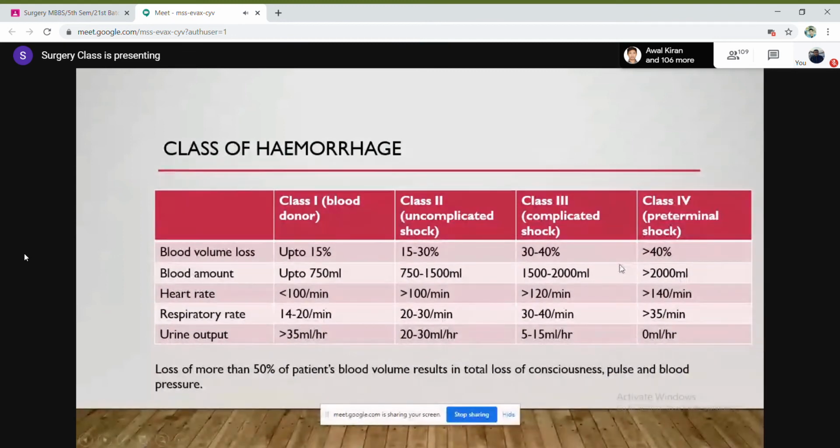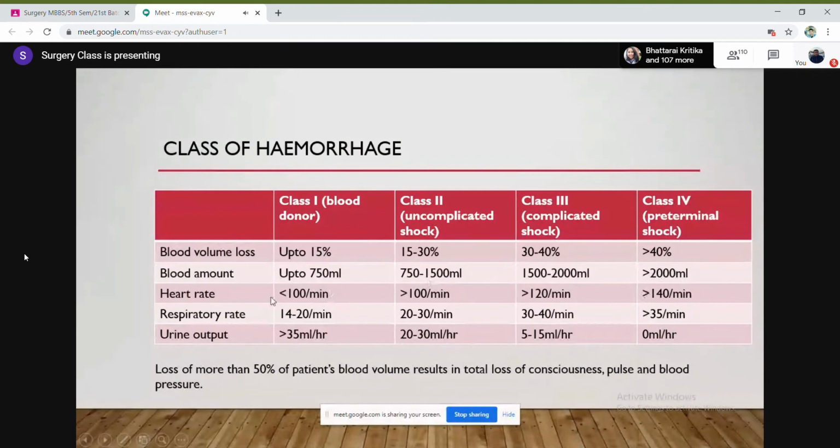Now, if you look at the amount, in class 1, it's up to 750 ml. So this is like a simple blood donor where the donor is donating something like 300 to 400 ml, maybe up to 700 ml of blood. In class 2, 750 to 1500 ml blood loss. In class 3, you have 1500 to 2000 ml. And in class 4, you have more than 2 liters or 2000 ml.